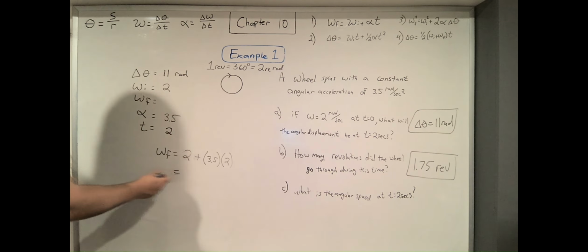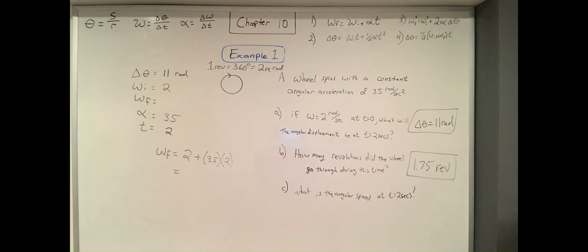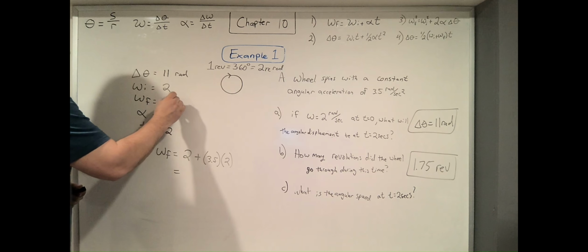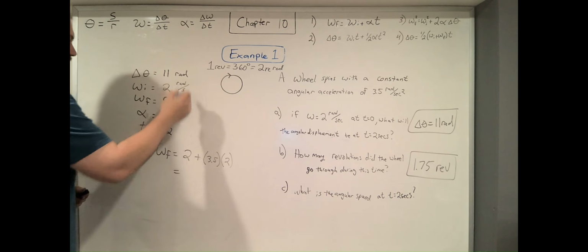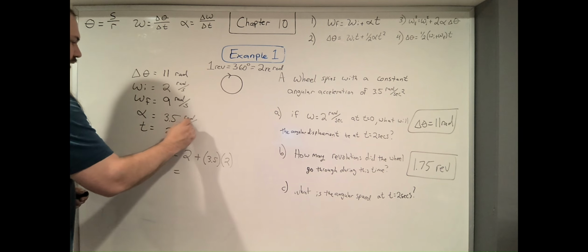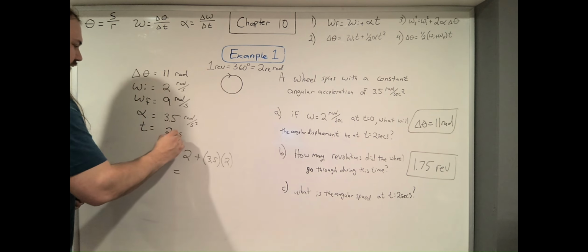Okay, so what does this equal then? We grab our calculators, we do it again. We do 2. Well, it's 2 plus 7. That gives us 9. Okay, our final speed is 9 radians per second. We can add units to all these if we want. You don't have to. You certainly can.